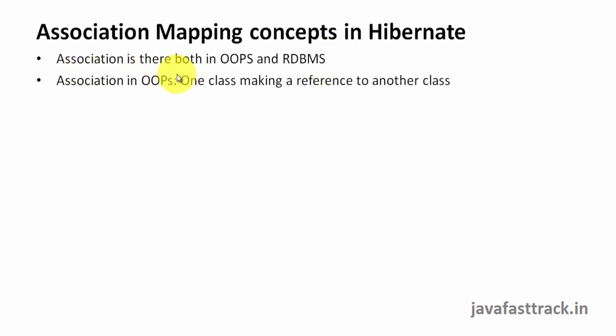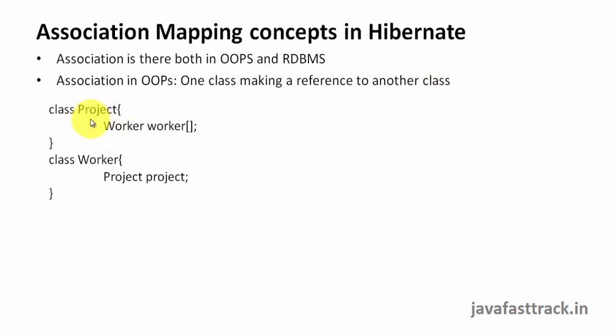In OOPS, association is nothing but one class making a reference to another class. That's how you make association in OOPS. Say, for example, we have a project class which has a reference to worker, a collection of workers. And the worker also has a reference to the project. If one class makes a reference to another class, then we say it's association in OOPS.